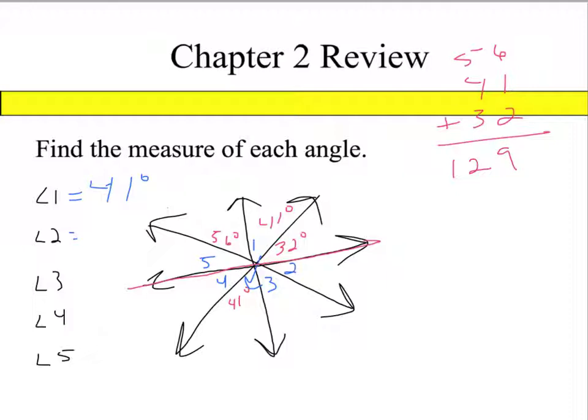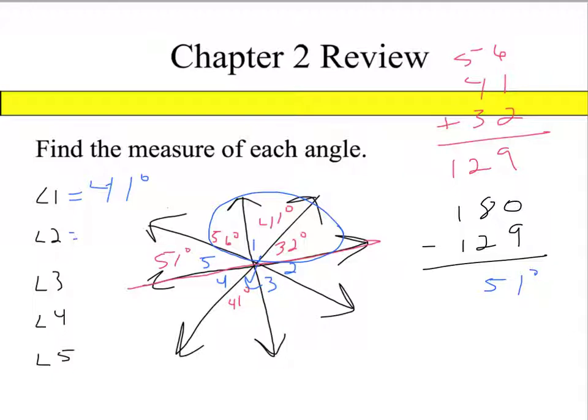Okay, so I now have the entire measure of these three angles, which is 129. Looking for angle 5, or angle 2. They're essentially going to be the exact same thing. So angle 5 is going to be 180, and I'm going to subtract 129 from it. And my answer is going to be what? 51. 51 degrees. Okay, so I know that angle 5 is now 51 degrees.